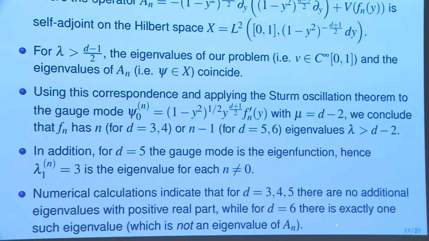Actually, there is one surprising thing: in dimension 6, there is exactly one eigenvalue of our problem which is not an eigenvalue of this self-adjoint problem.